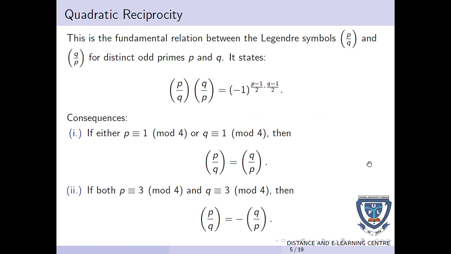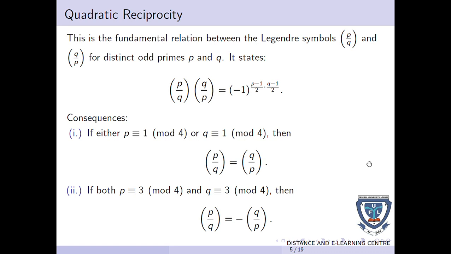Now let's look at quadratic reciprocity. This quadratic reciprocity was actually defined by Gauss. This is the fundamental relation between the Legendre symbols p over q and q over p for distinct odd primes p and q. He states that p over q times q over p is equal to minus 1 raised to the power p minus 1 over 2 times q minus 1 over 2.